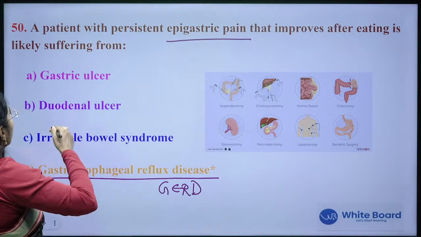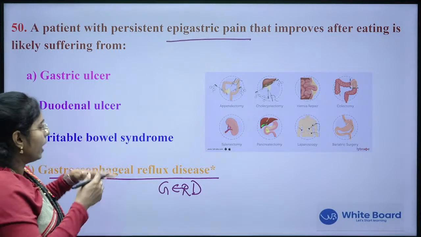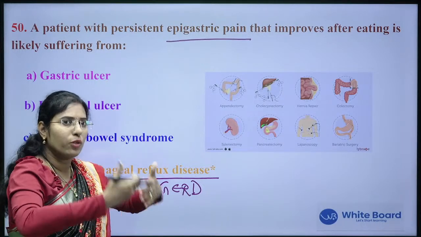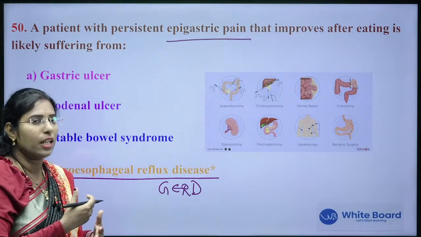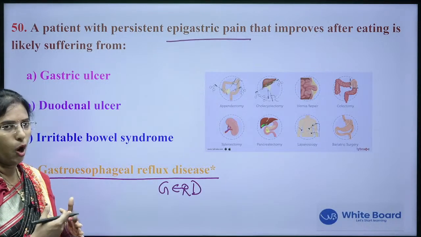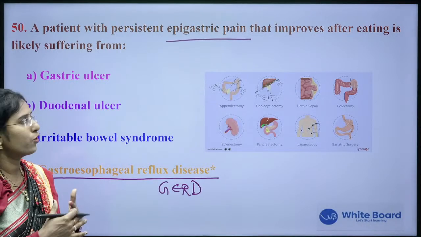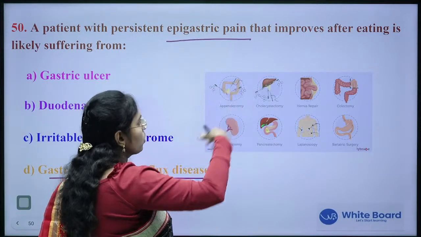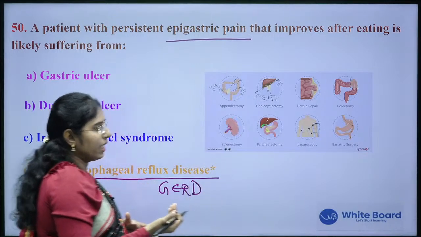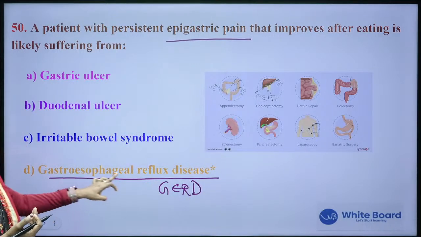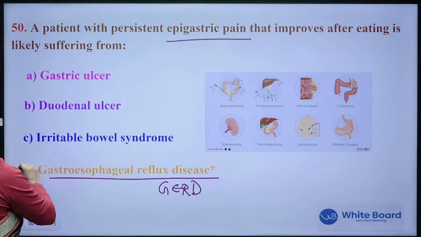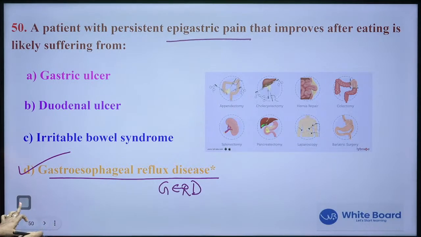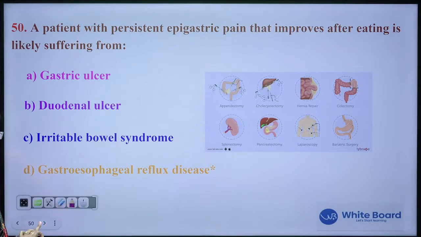So what is happening here? Whenever there is a reflux of the contents back into the esophagus, they will have pain in the abdomen and a burning sensation also. So that epigastric pain which occurs immediately after eating is mainly due to this gastroesophageal reflux disorder. So option D is the correct answer for this one.